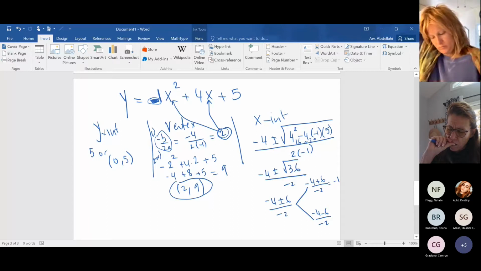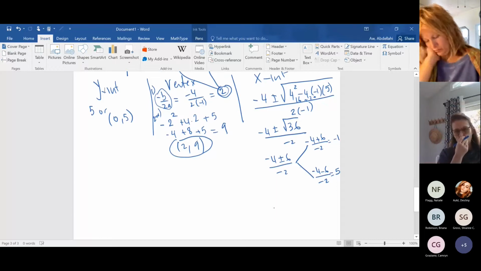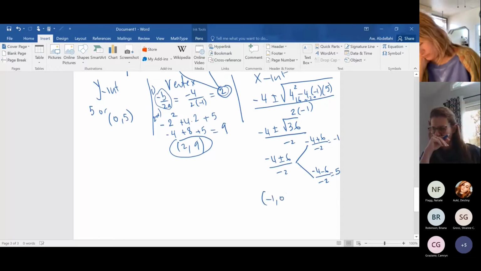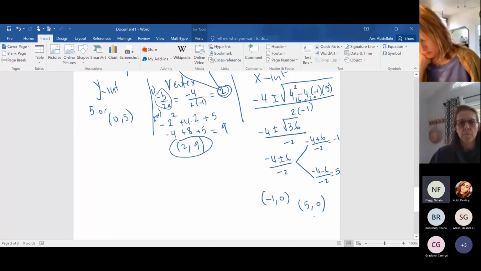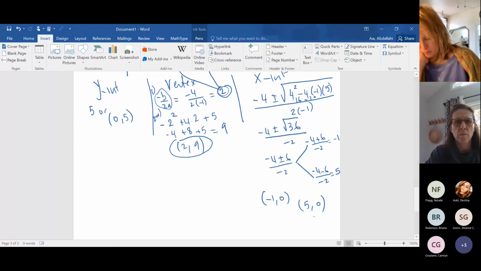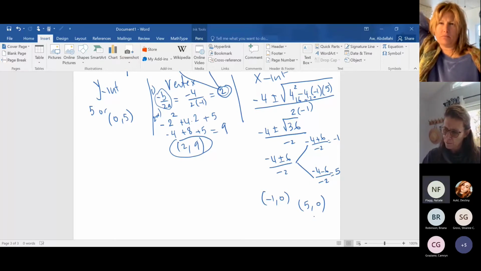5, right? So my two x-intercepts are negative 1, 0 and 5, 0. Probably better that you did the quadratic formula, because I put 4, 0 and 1, 0. I didn't pay attention to the negative sign.